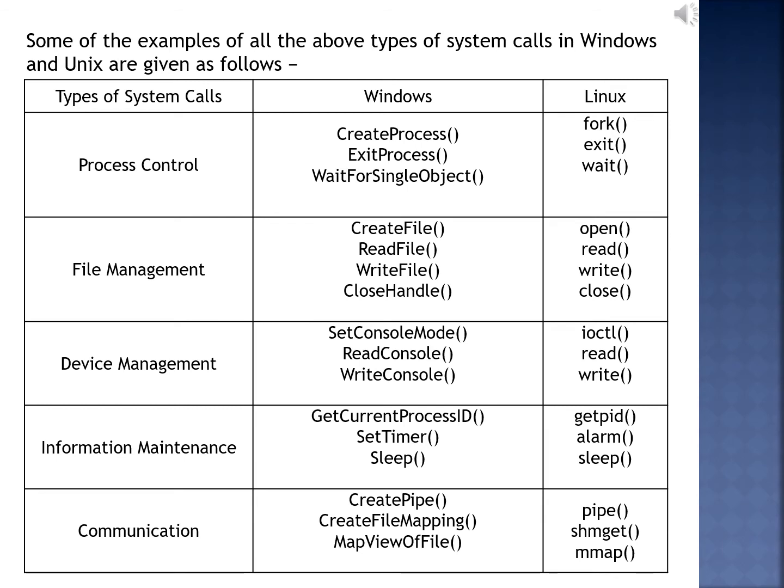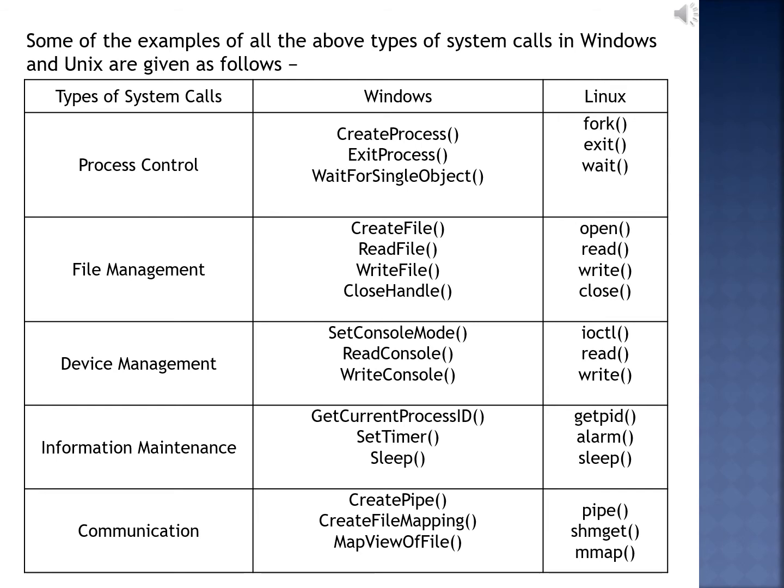For Windows, device management system calls are set console mode, read console, write console, and those for Linux are IOCTL, read, write. For Windows, the system calls related to information maintenance are get current process ID, set timer, sleep, and those for Linux are get PID, alarm, sleep.